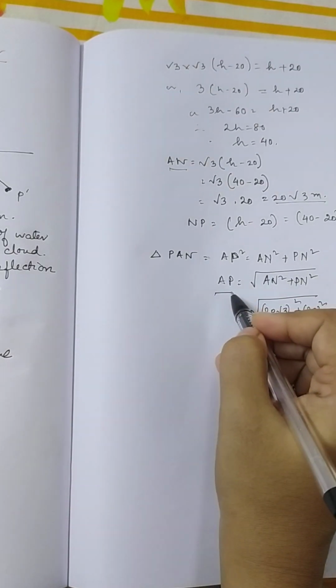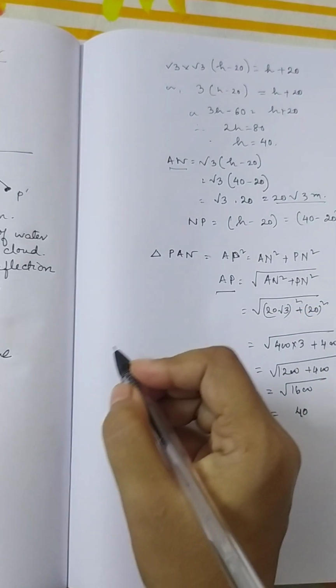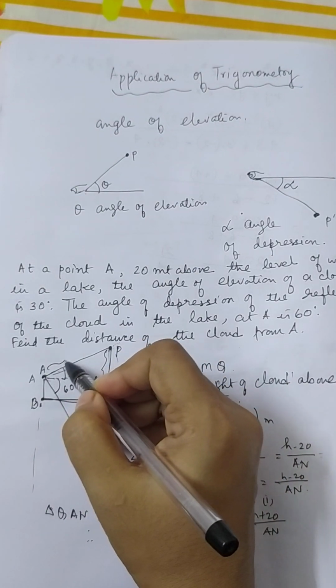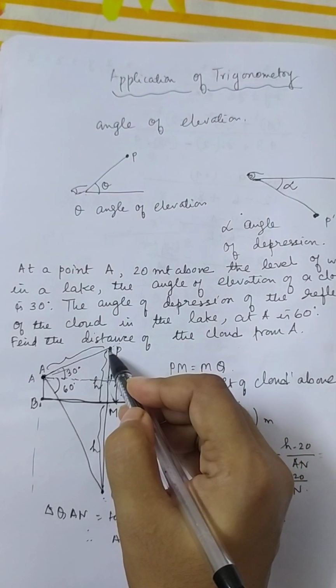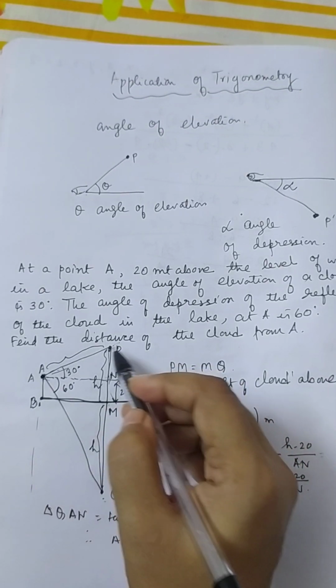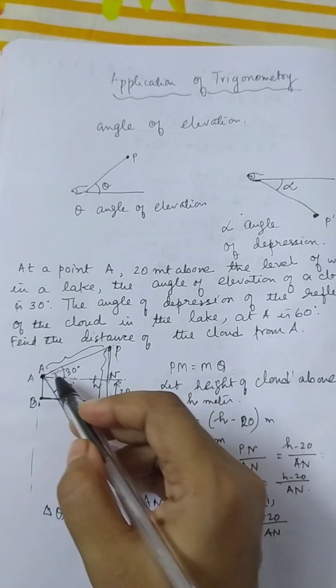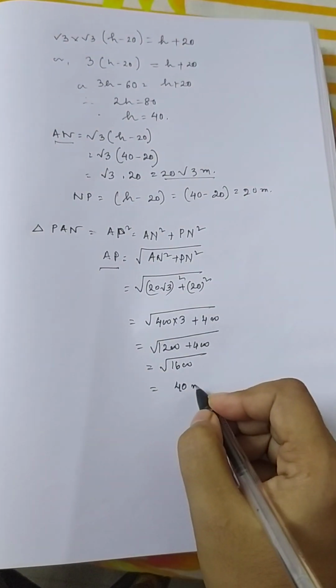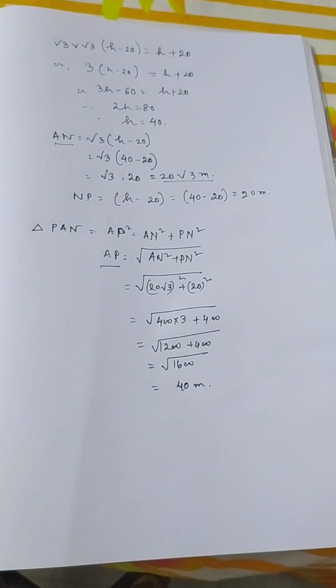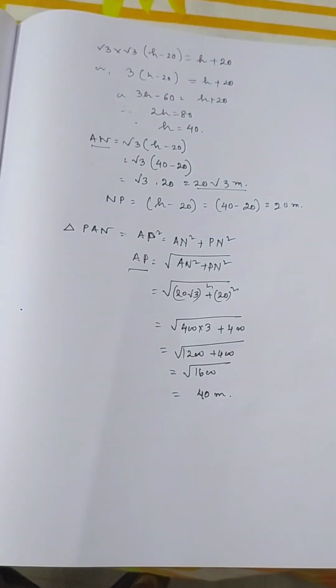So what is AP? The viewer is somewhere here, he is watching the cloud. In the question it is given to find the distance of the cloud from A. So now AP is 40 meters. Hope you have understood this particular numerical where we have used the ideas of both angle of elevation and angle of depression.